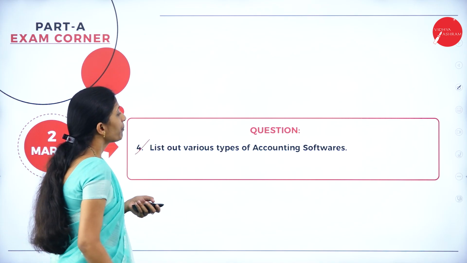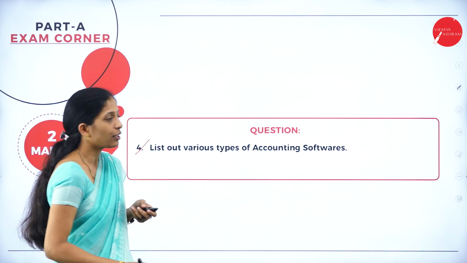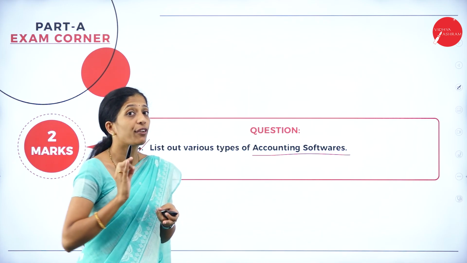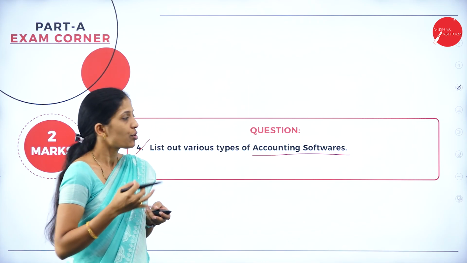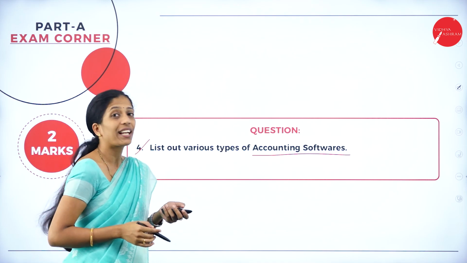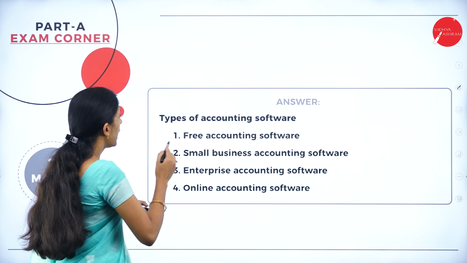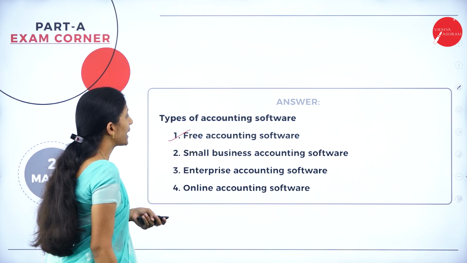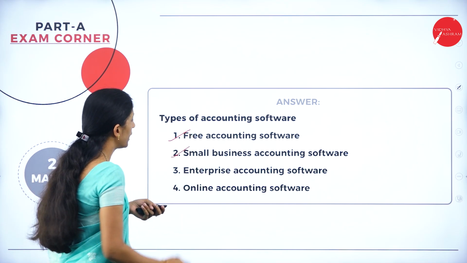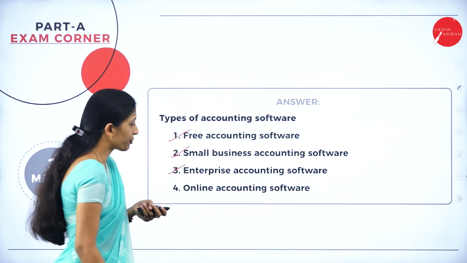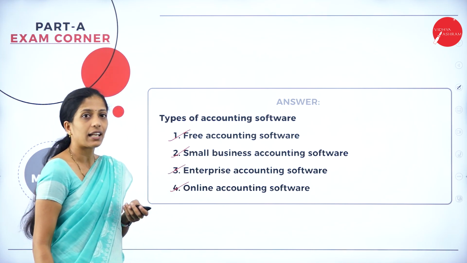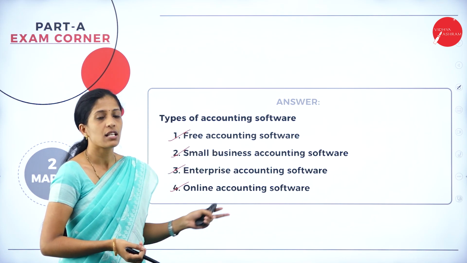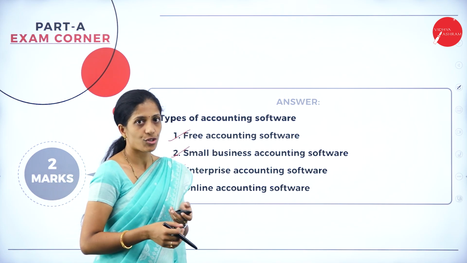Next, fourth question, list out various types of accounting software. If you see my previous sessions, we have discussed your 5th unit on accounting software. Here they have asked to list out various types of accounting software and the answer is: free accounting software, next one is small business accounting software, next enterprise accounting software, and the fourth one is online accounting software. Since it is only 2 marks, you can write all these 4 types of accounting software.